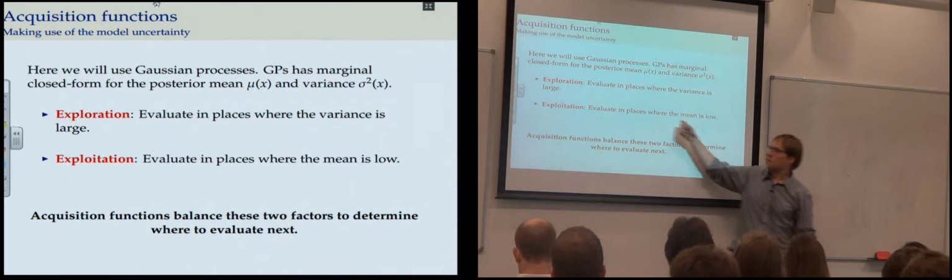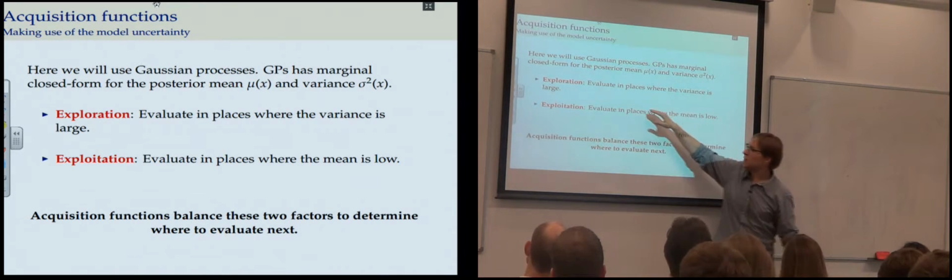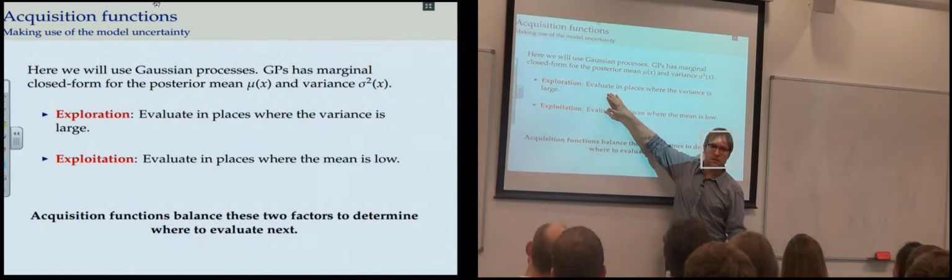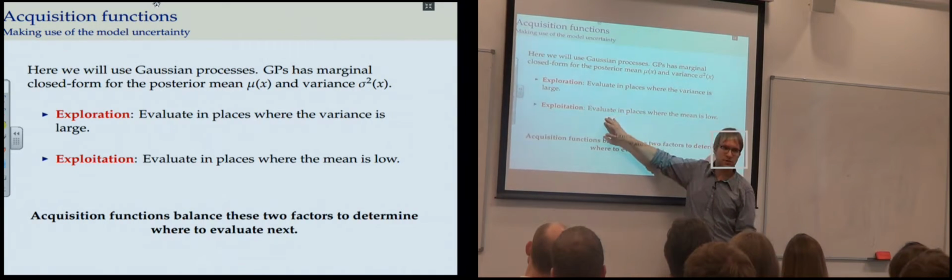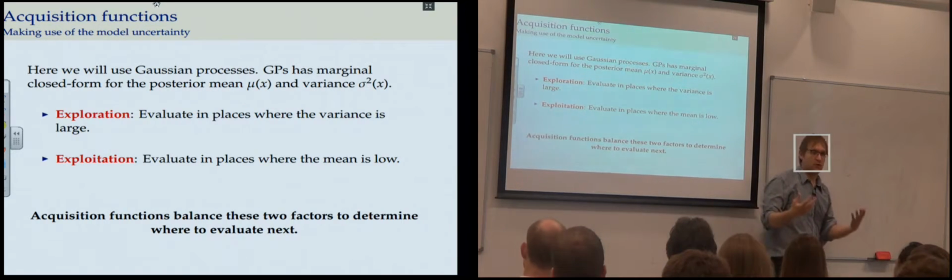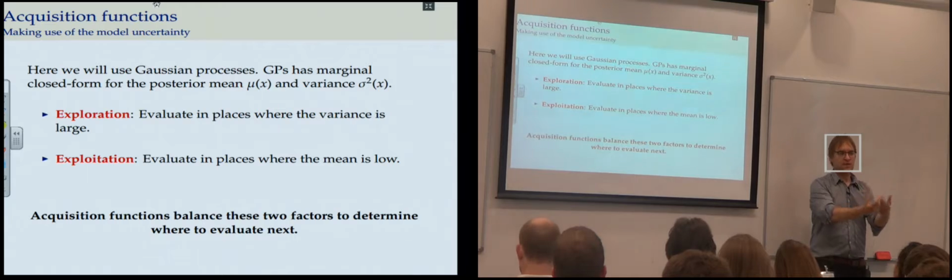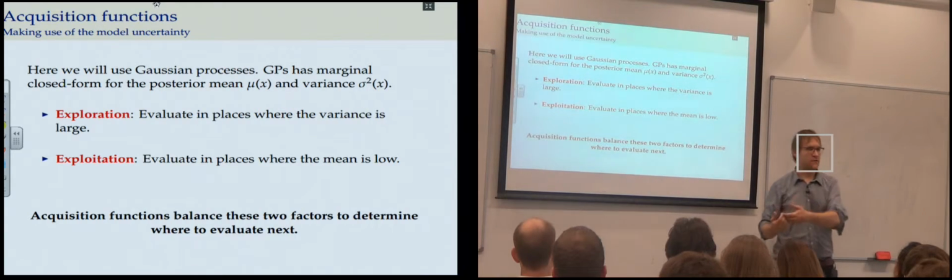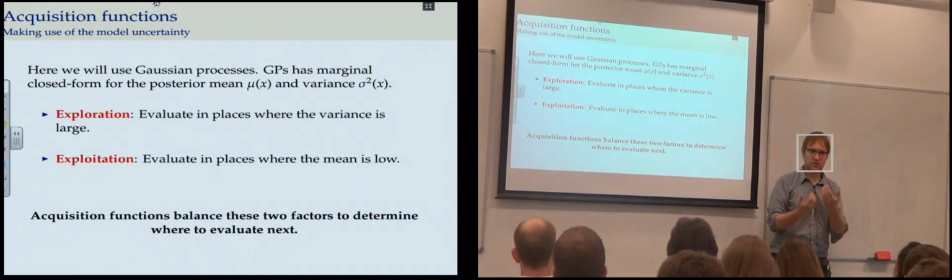So that's called, in the Bayesian optimization literature, doing some exploitation of what you know, right? You tend to select points where the mean of the Gaussian process is already low.